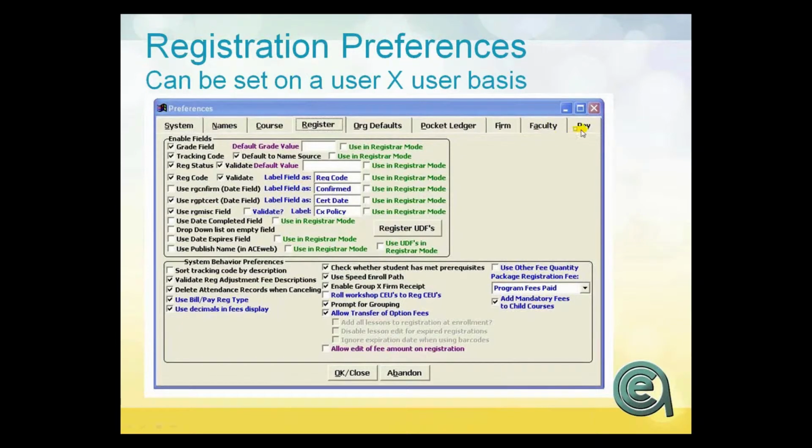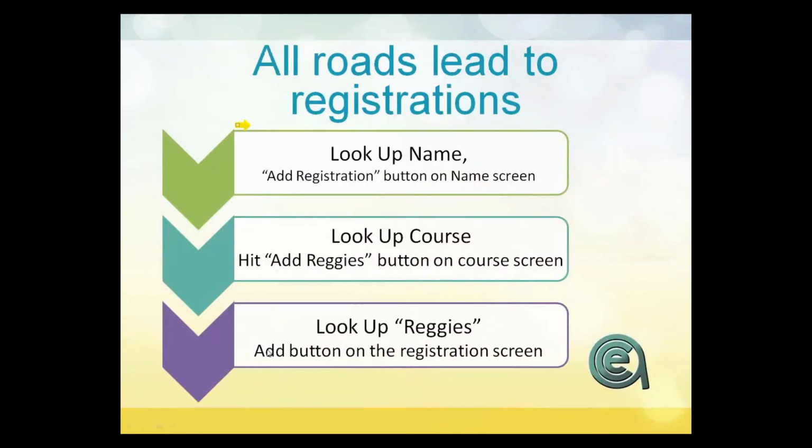Actually, some of the elements in here, like the pay options, what payment types you use, are set up in the payments options screen. Some of the things you can do in a class to register a student depend obviously upon how you have the course set up. So again, it is a team effort between preferences, the course, and the student to get to a registration. So all roads lead to registrations.